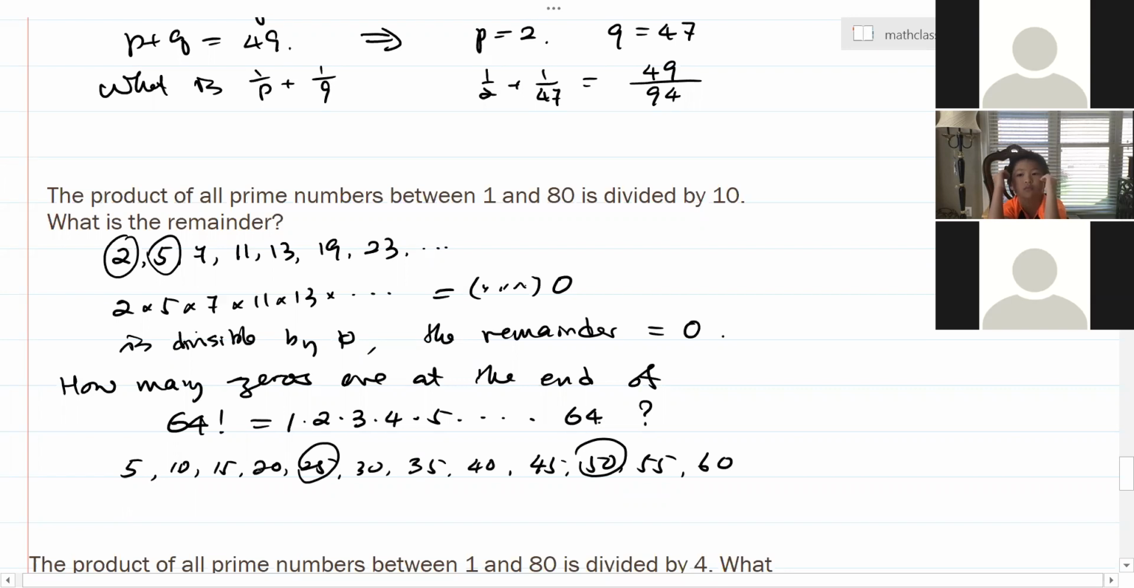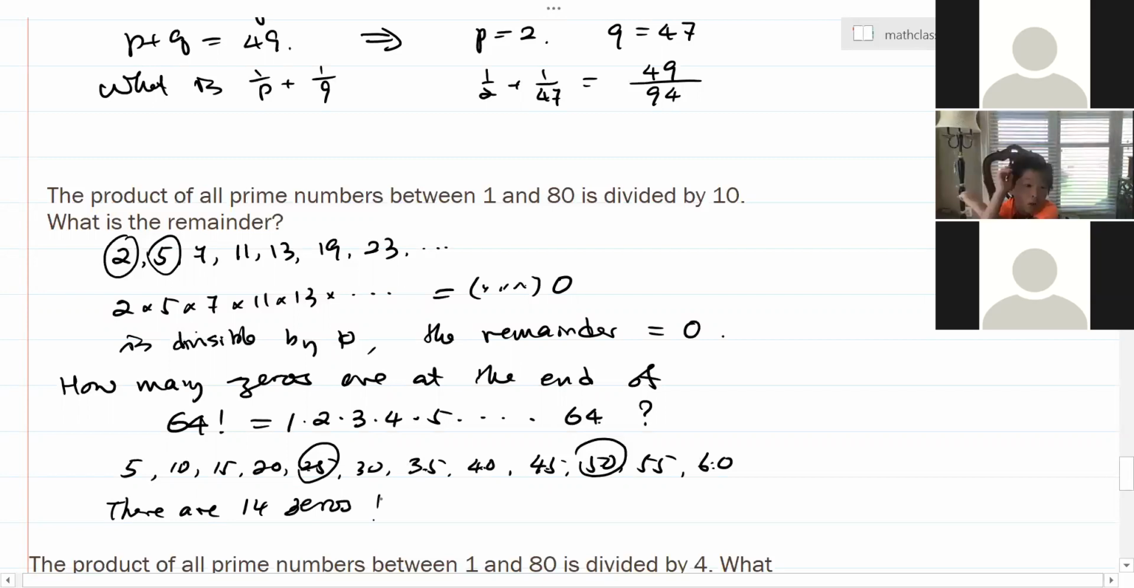So 1, 2, 3, 4, 5, 6, 7, 8, 9, 10, 11, 12, 13, 14, right? I think it's 14. So there are 14 factors of 5 there. So the answer is there are 14 zeros, okay?